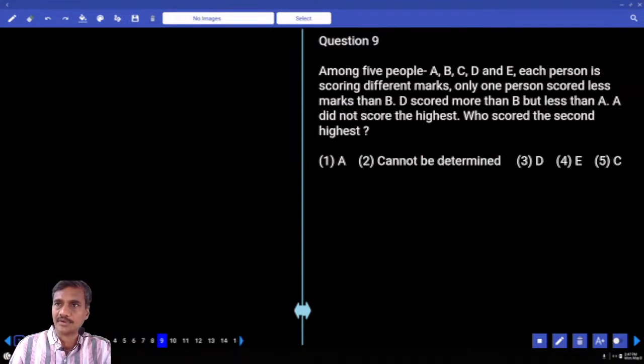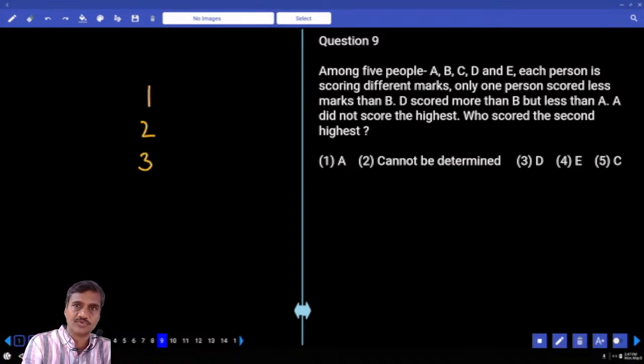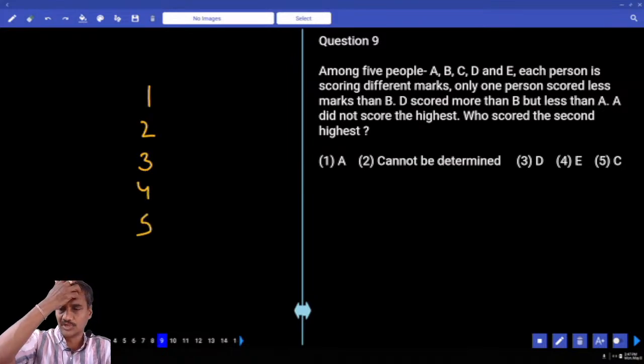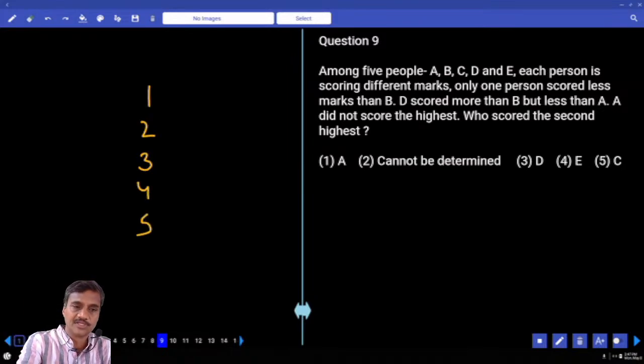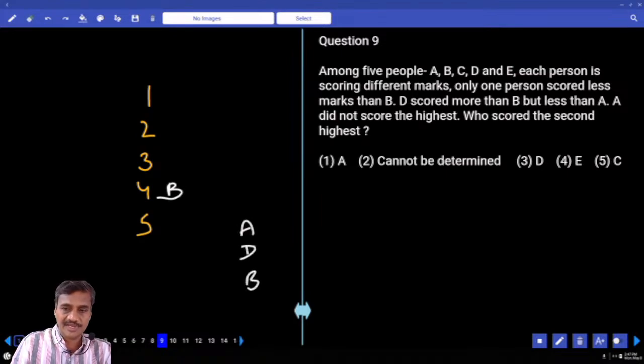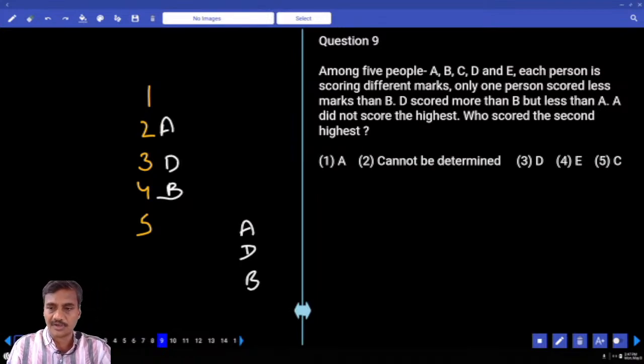The 8th one, now among A, B, C, D and E, each person has scored different marks. 5 persons were there, and only 1 person scored lesser than B. And so B must be in the 4th place. B scored more than that person, but lesser than A. And A did not score the highest. And A is here, D is here. Then now we have left with whom? C and E. Then who scored the second highest? Second highest is A, that is choice 1, question number 9.